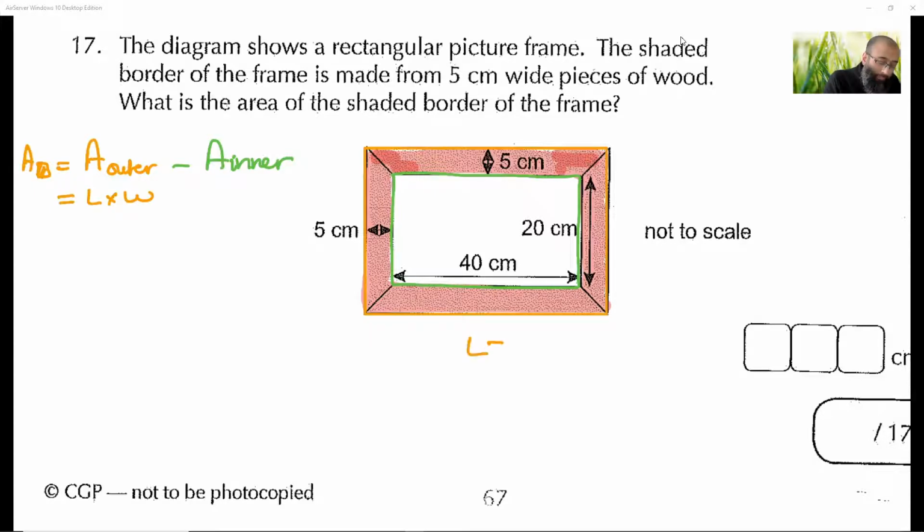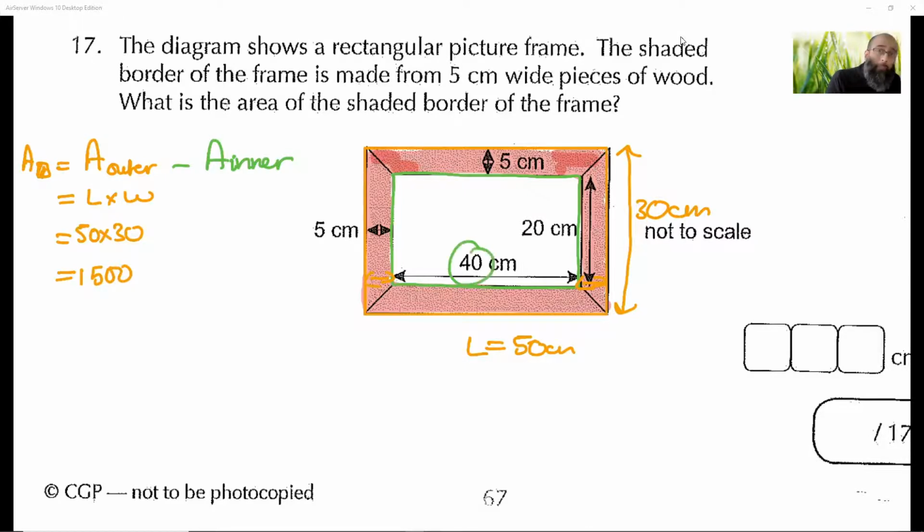What is the length? The length is 50 centimeters. Excellent. Length is 50 because 40, add another 5 here and another 5 over here. What is the width? The width is 30, because 5 on each side, yeah? 20 add 5, 5. So you're going to have now 50 times 30. 50 times 30 is, Sarah? 1,500.